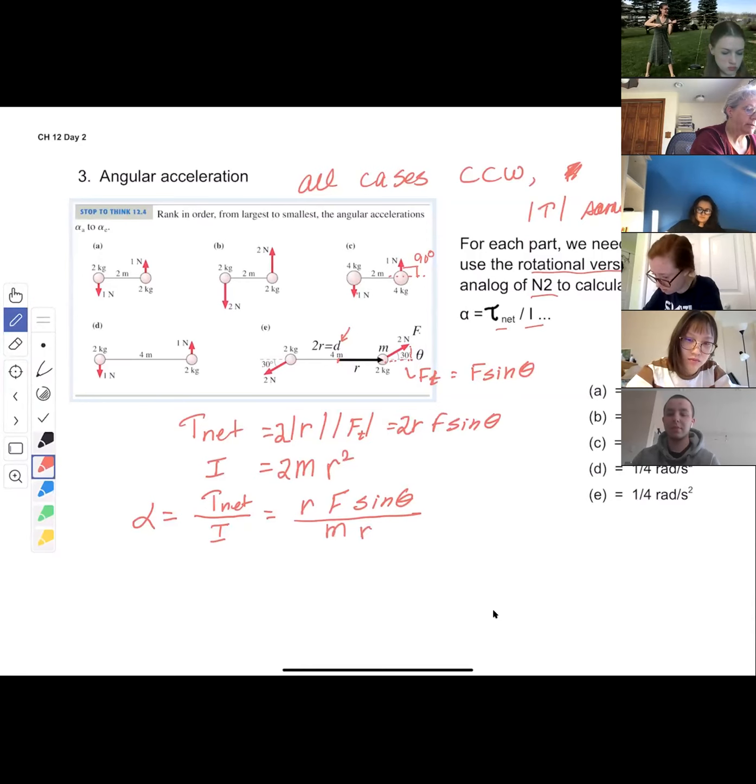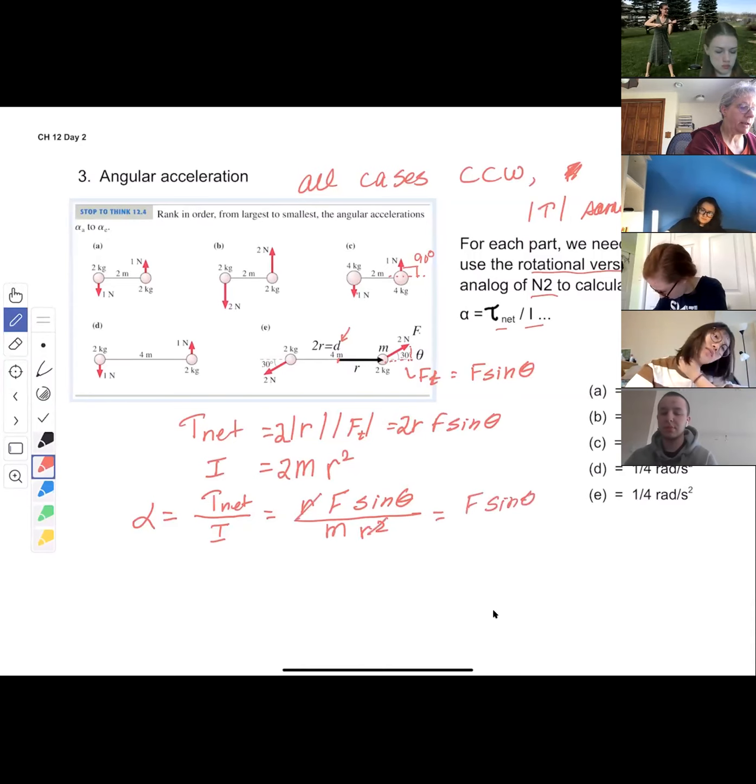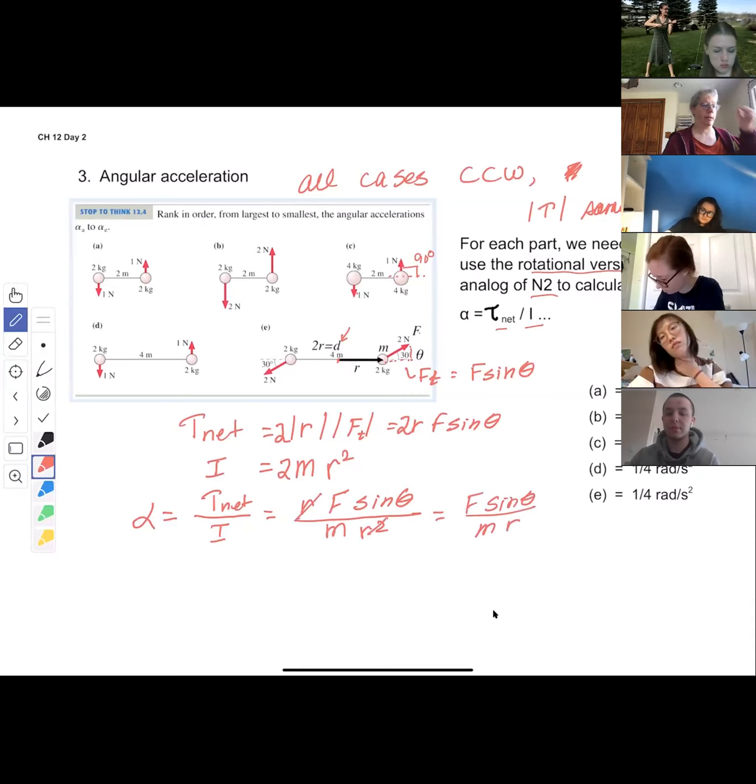M times R squared. And because the force is applied at the same distance that the mass is away from the center, the R in the numerator cancels with one of the R's in the denominator, and we just get F sine theta over M times R.